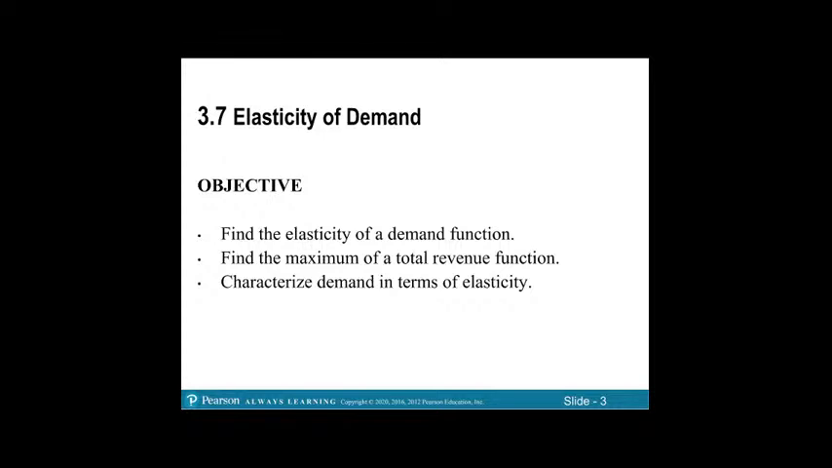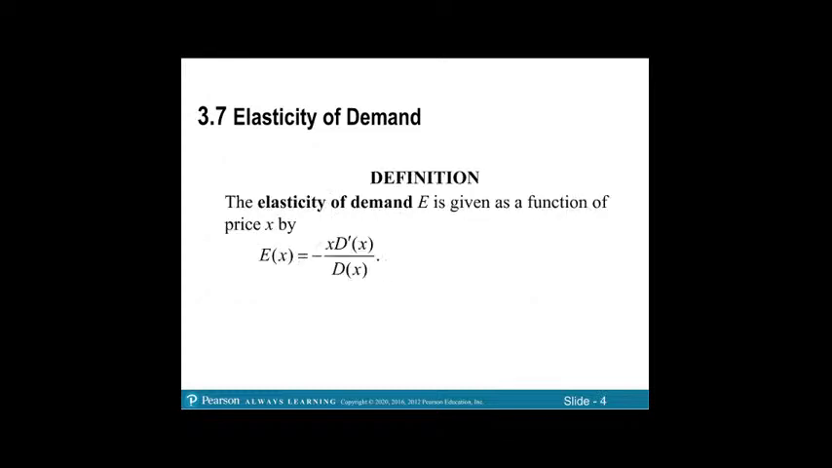So what do we mean by elasticity of demand? The elasticity of demand E is given as a function of the price X by this: it's going to be X times D prime over D, negative of all of that. So this is just a formula. We're just going to use it for now and take it as is.